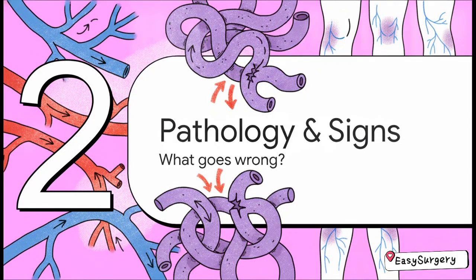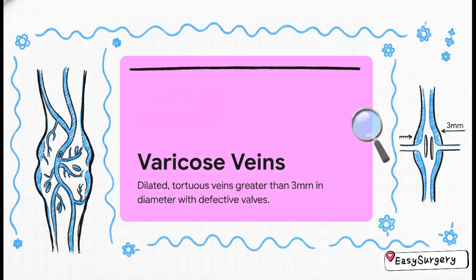Section 2. Pathophysiology and signs. Alright, so now that we know how the plumbing is supposed to work, what exactly goes wrong? Well, first, we need to get on the exact same page with our definitions. Clinically speaking, varicose veins aren't just any visible veins. They are very specifically defined as dilated, tortuous veins that are greater than 3 millimeters in diameter, and they're caused entirely by defective valves. It's a precise, measurable, mechanical failure.